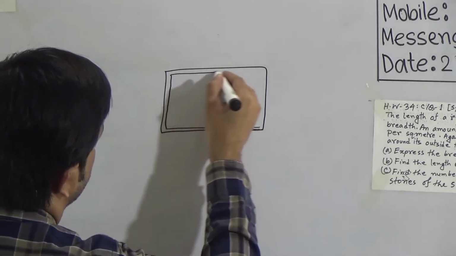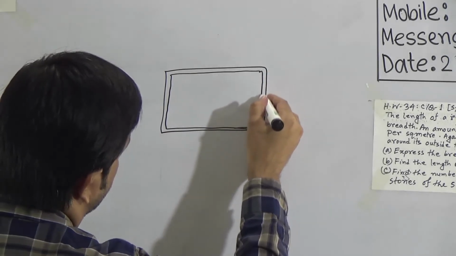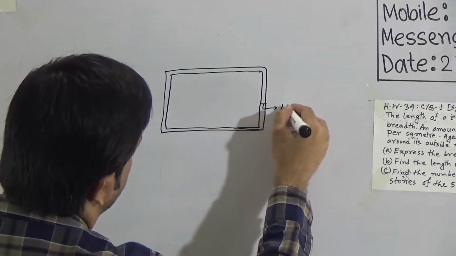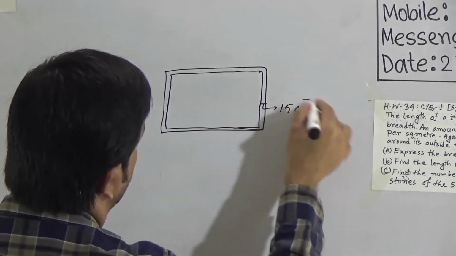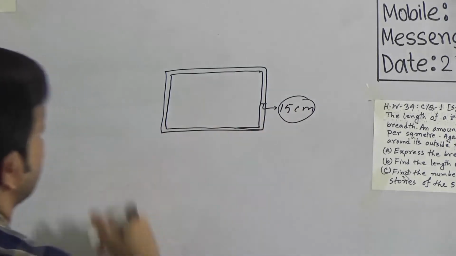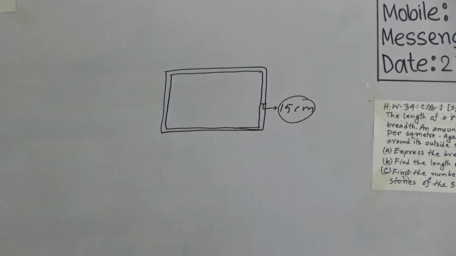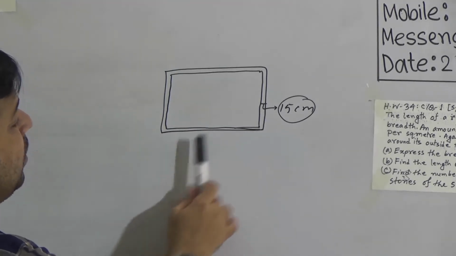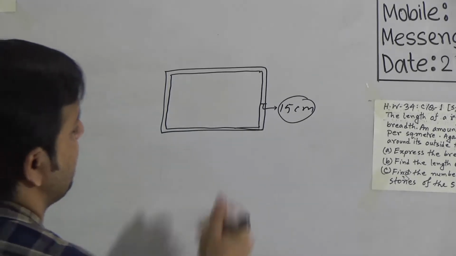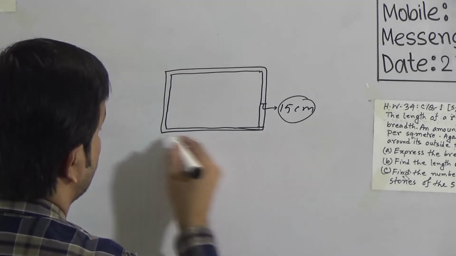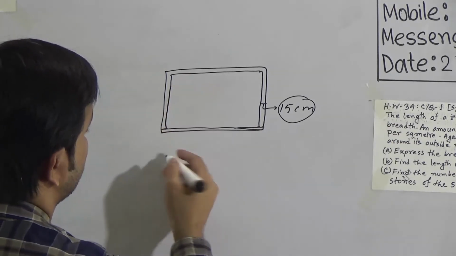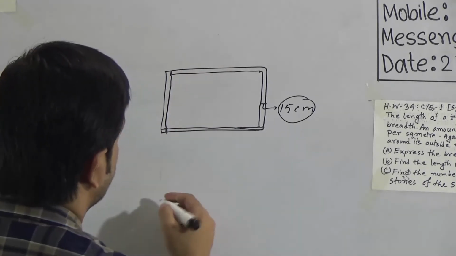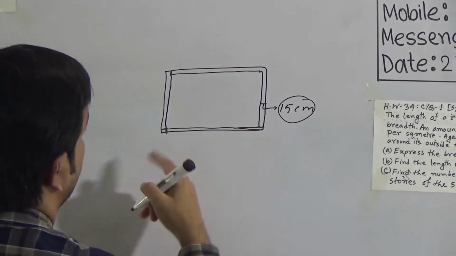Consider the 4 walls. The thickness of the wall is 15 centimeter. So, we will get the length of the auditorium excluding the wall will decrease by 2 sides, this portion and this portion, and the breadth will also decrease by 2 sides, this side and this side.